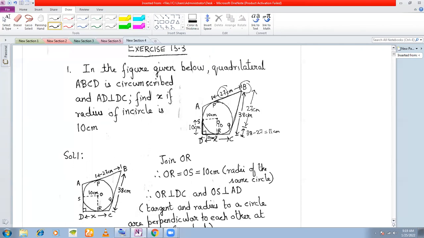Now if this length here is 11 centimeters, and you consider the point C to be an external point from which two tangents are drawn, CQ and CR. So this is your tangent CQ. What is the length of this tangent? 11 centimeters. So therefore, what should be the length here? This should also be 11 centimeters. So what is this length in totality? 10 plus 11, which is equal to 21 centimeters.